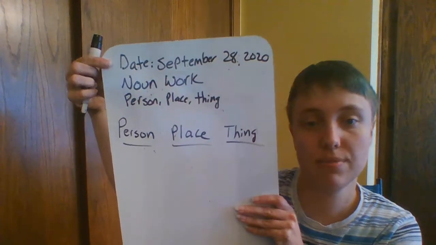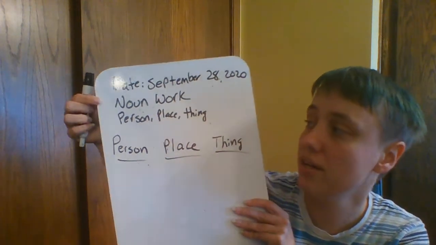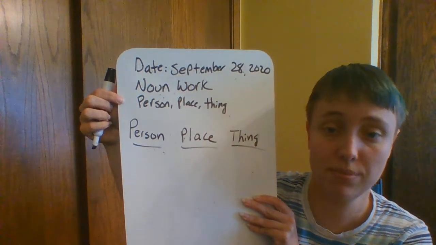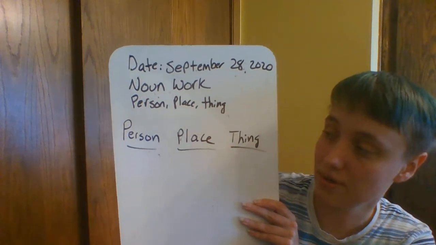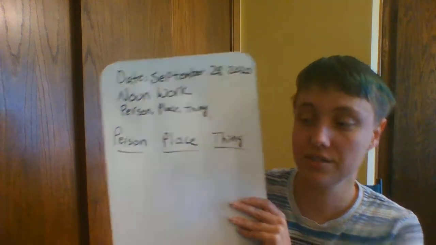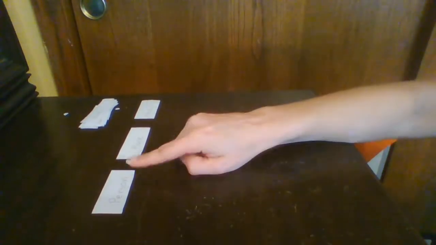So the date, September 28th, 2020, on the first line. Your second line is going to say noun work, and your third line will say person, place, or thing. And then you'll write person, place, and thing out where you can have your list underneath. Then you're going to take out your noun work for sorting, and I've got mine out over here, so I'm going to tilt my camera. I've got person, place, and thing, and you can keep your categories in the bag, but I have mine out here in a pile.